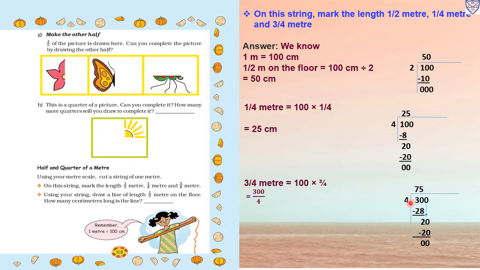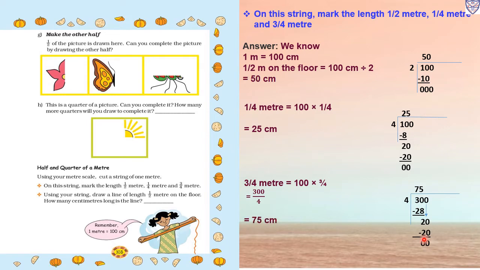So first we will take 2 digit 30. In the 4 table, 30 will not come, so we will take a smaller number: 4 7s are 28. So 30 minus 28 we will get 2, and 0 we will carry down, so it will become 20. In the 4 table, when 20 will come, 4 5s are 20.